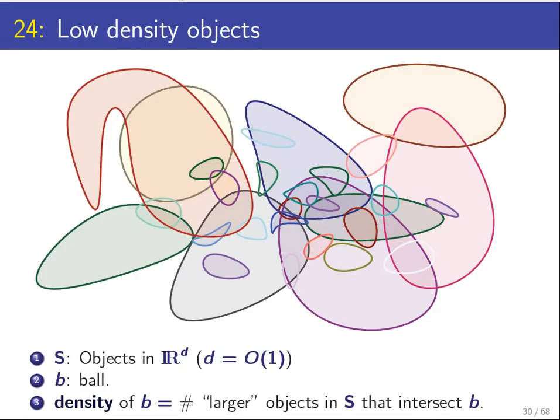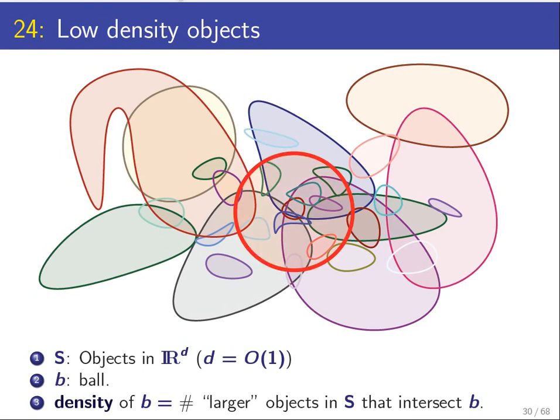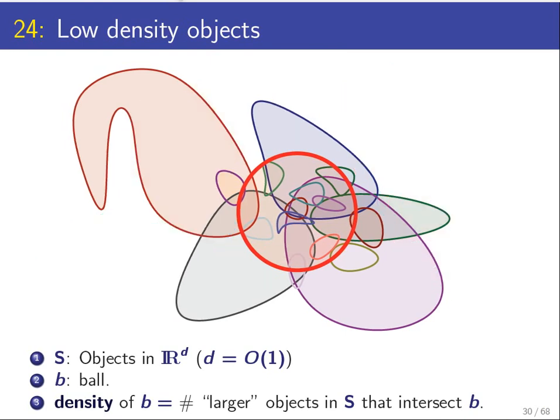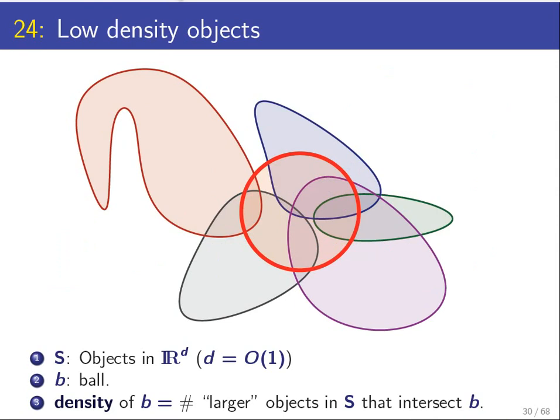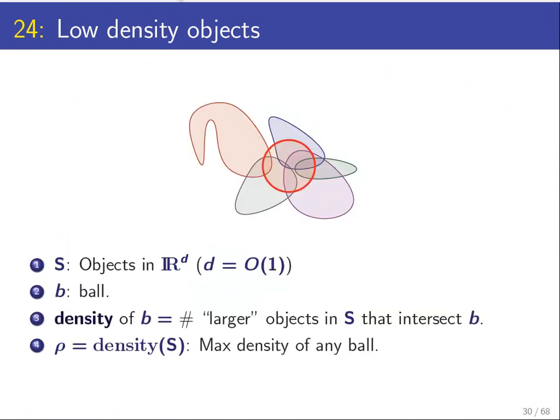So, we're given a set of objects in low dimensions, and we look at a ball. The density of the ball is the number of objects that intersect this ball and whose diameter is bigger than the diameter of the ball. So this is the density of the ball, and the density of a set of objects is just the maximum density over all possible balls.